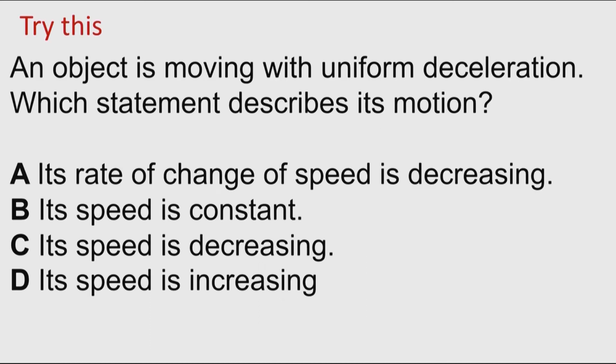And I want you to look at this question and answer this one. An object is moving with uniform deceleration. Which statement describes its motion? Is it the rate of change of speed is decreasing? Is it the speed is constant? Speed is decreasing? Or speed is increasing? If you look at the four responses, you will have a dilemma between A and C. B is definitely wrong, D is definitely wrong, but you will have a dilemma between A and C, and the answer is C. Remember I said, for you to have deceleration, the speed must go down.